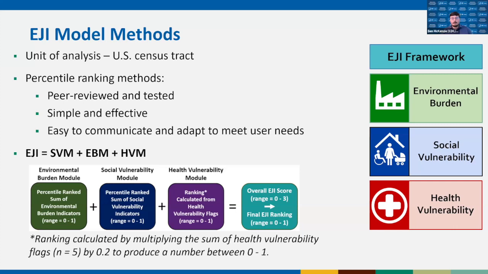Now, following the peer-reviewed and tested methods used by other tools, like the CDC ATSDR Social Vulnerability Index, we calculate scores for each of these individual modules within the EJI by summing indicator scores and then percentile ranking the summed scores. Finally, we calculate an overall index score by summing and then percentile ranking those 3 module scores. And again, this means that all scores represented within the EJI measure how a given census tract compares to other census tracts in the nation using that same kind of 0 to 1 percentile ranking scheme.